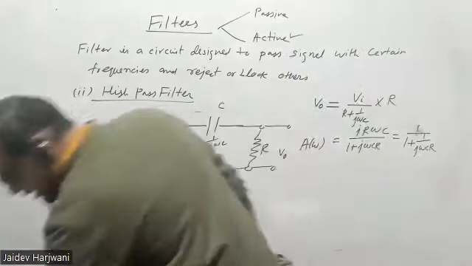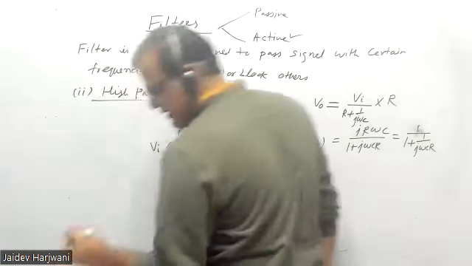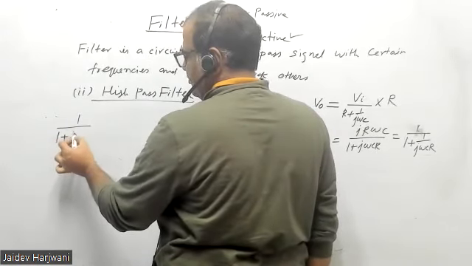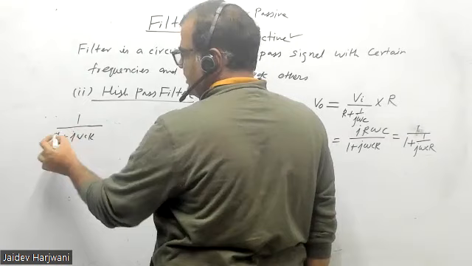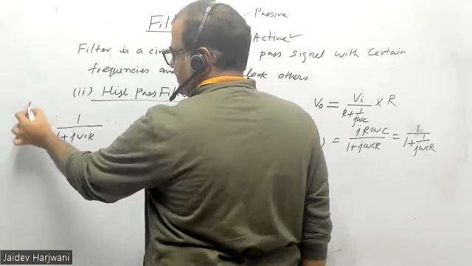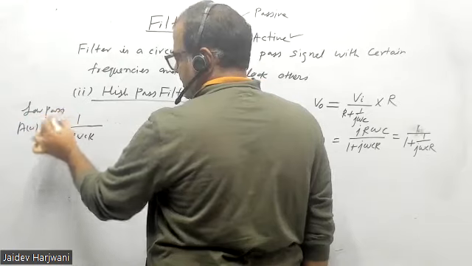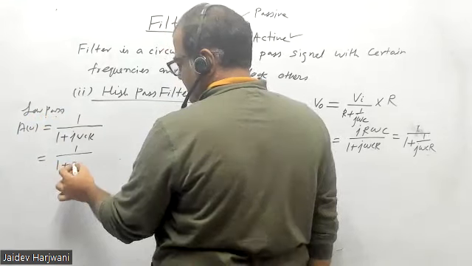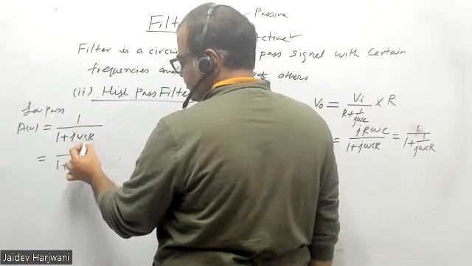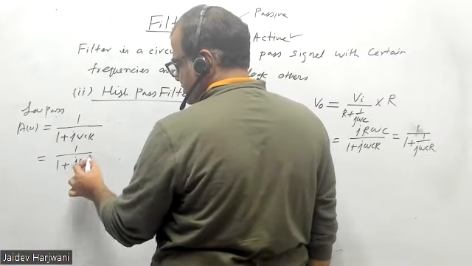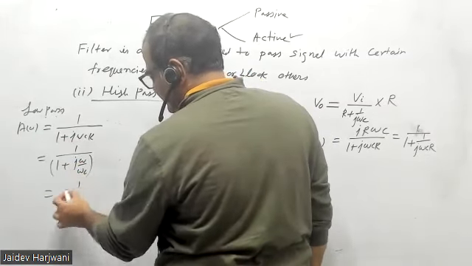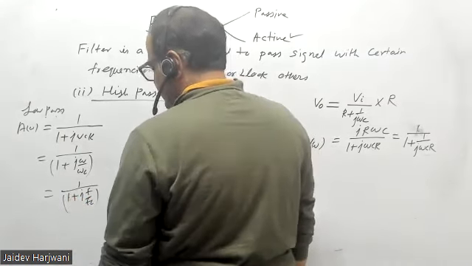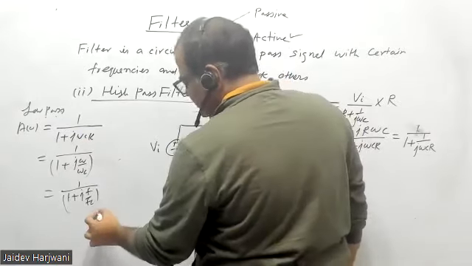Earlier, what was our expression? Before that we have done the low pass: my expression was 1 by 1 plus j omega C R. This expression can also be written with omega c instead of C R, and also as 1 upon 1 plus j f upon f c.